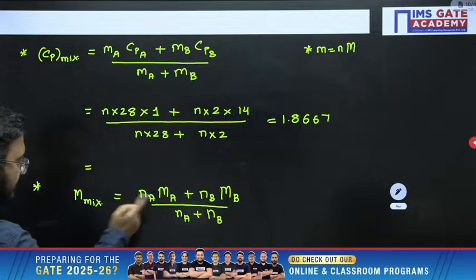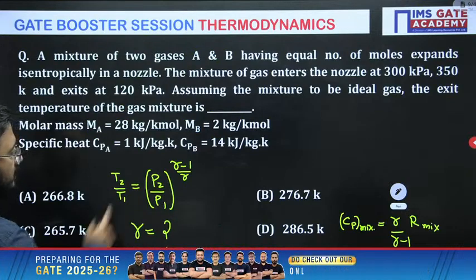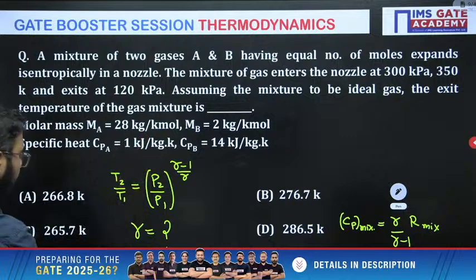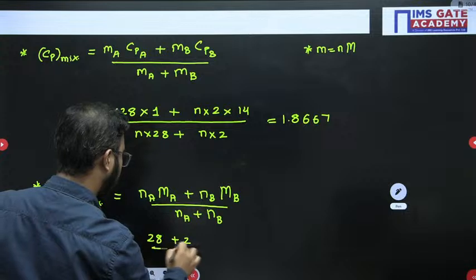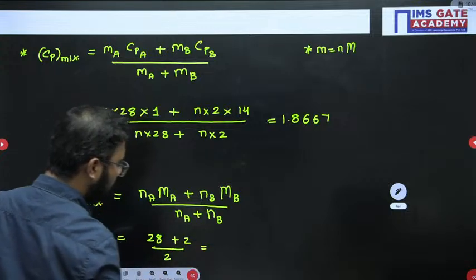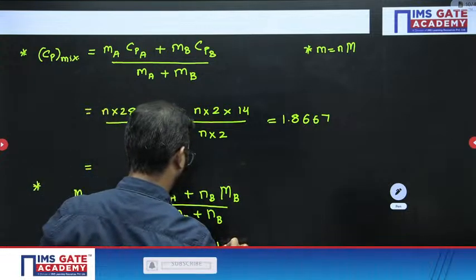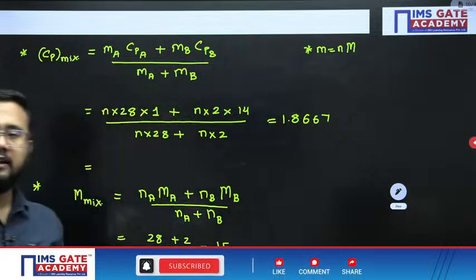Now, number of moles for A and B both are same, so directly molecular weight of A plus B divided by 2. What is molecular weight of A and B? 28 plus 2. 28 plus 2 divided by 2 directly. That will be approximately 15. Right? Like this we will be writing.